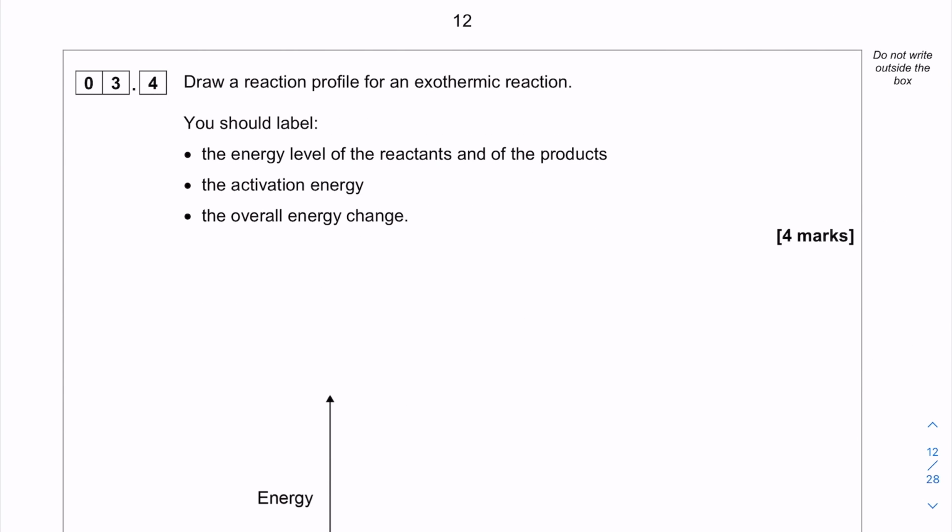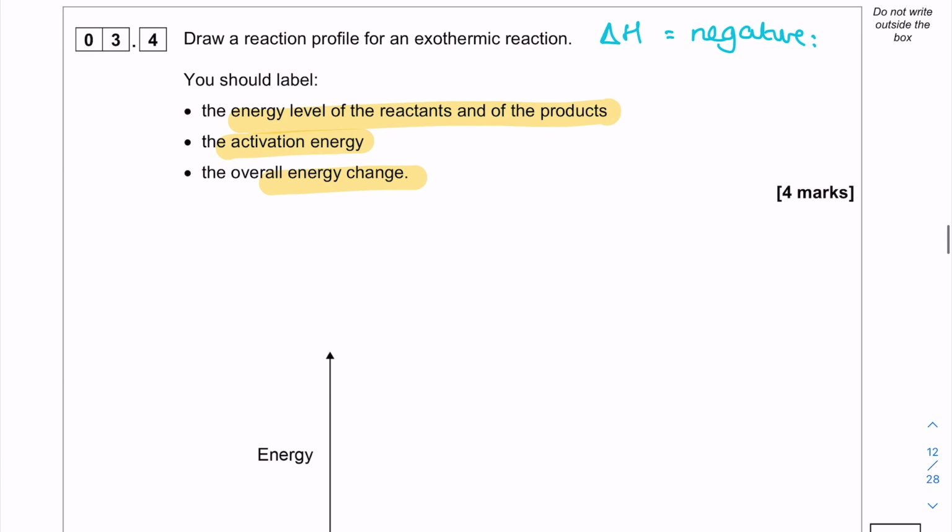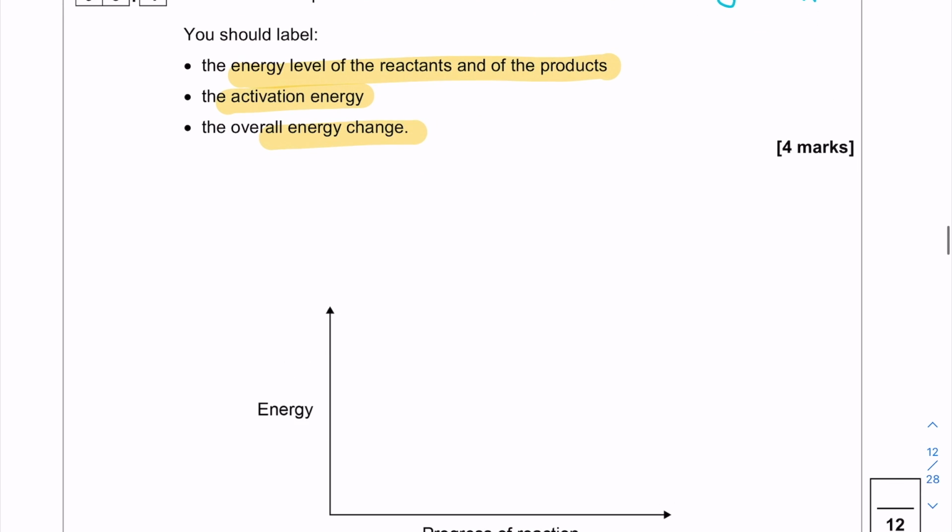Draw a reaction profile for an exothermic reaction. Remember, that's when the energy change is negative. You should label the energy level of the reactants and products, the activation energy, and the overall energy change. So because that overall energy change is negative, it means that our reactants must sit higher, at a higher energy level than the products.